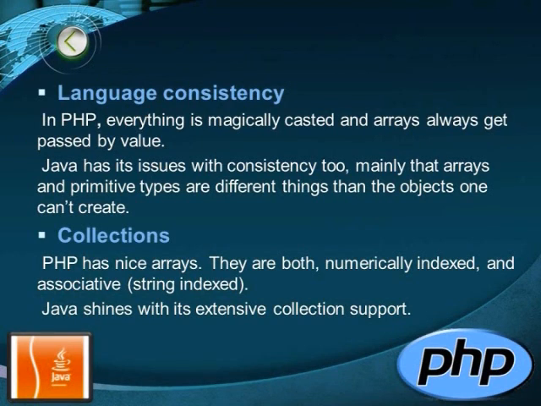Collections. PHP has nice arrays. They are both numerically indexed and associative. They include an implicit pointer, and the PHP language itself has the highest idioms for iterating over them. The downside is that keys can only be numbers or strings. You can't create a map using some custom object as the key. Besides, there is no support for collection types with other performance characteristics.